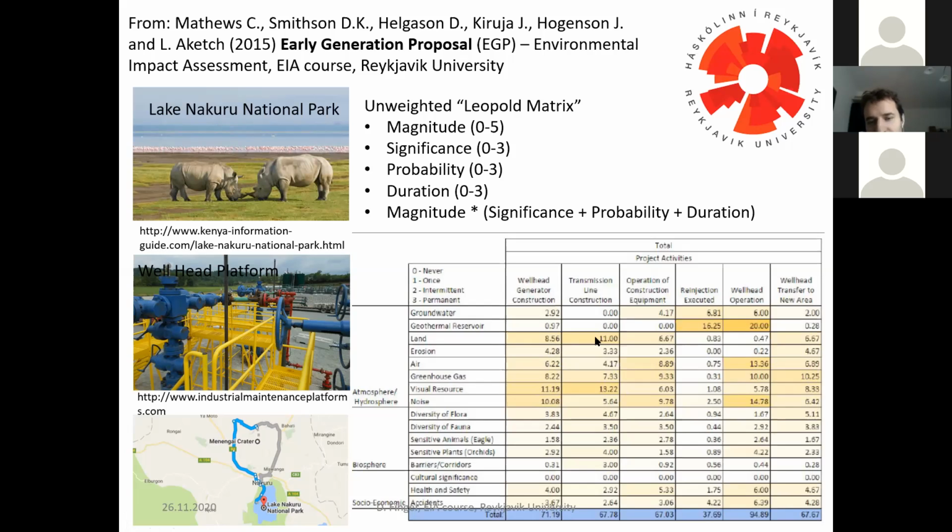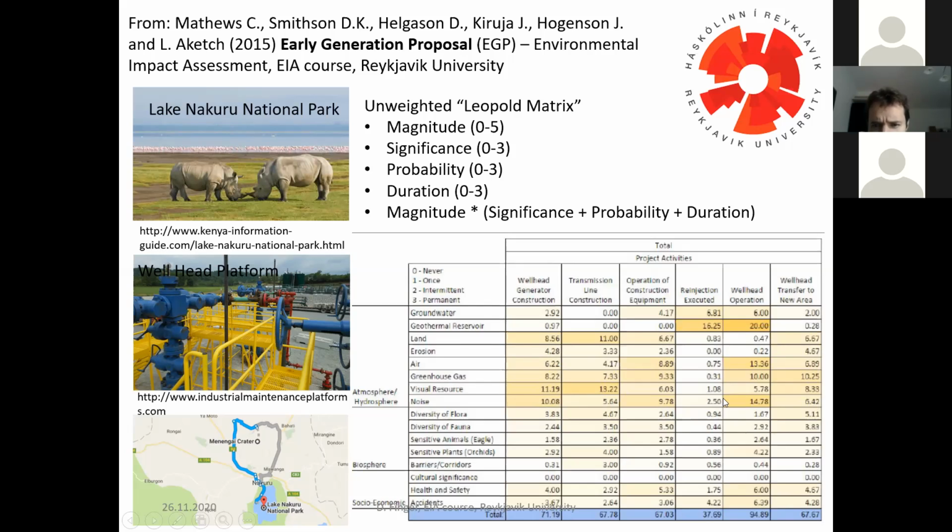So here already this visualizes a bit the value of such a Leopold matrix, because here you can already see that the wellhead operation and the geothermal reservoir is a big concern, the use up of the geothermal reservoir. Of course, now you would have to go in and read in the report what is exactly meant by this and how they explain this high value. But the table itself already gives a visual identification of the main impact.